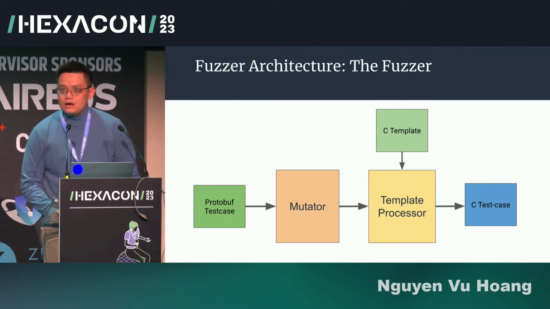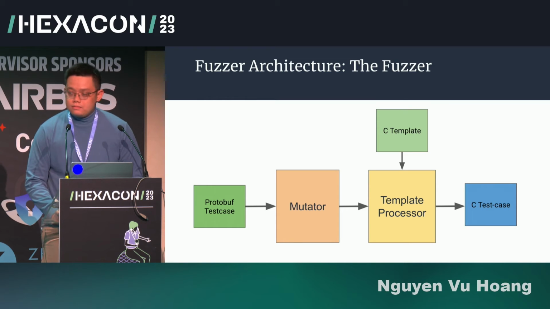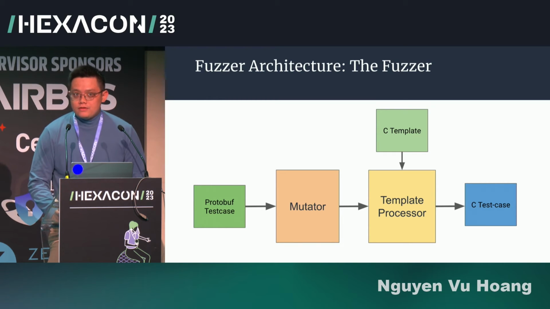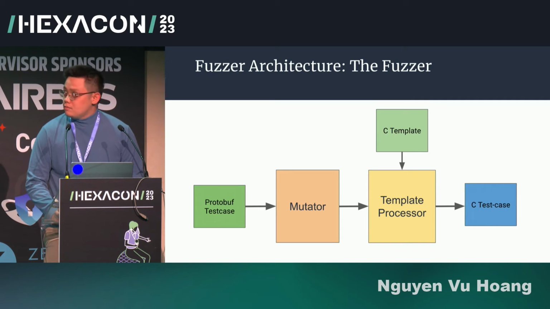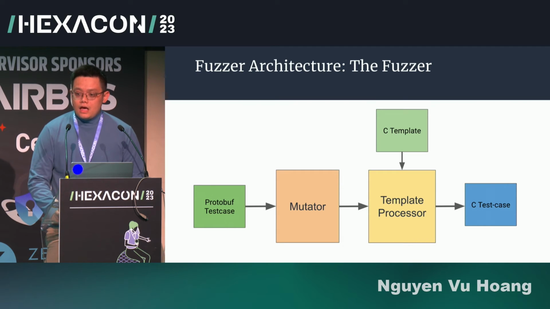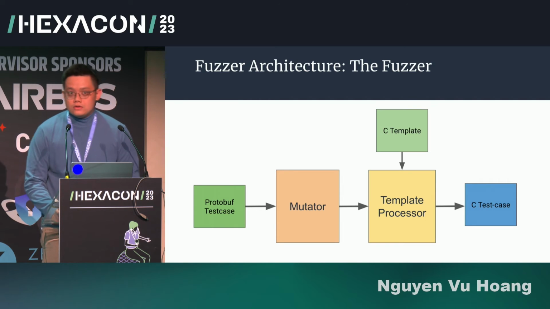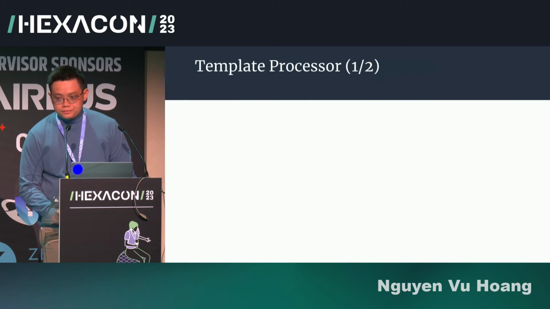And here is the complete structure of my fuzzer. My fuzzer consists of two parts. The first part is the mutator. It is responsible for mutating the protobuf test case, and then passing this input to the template processor. This module reads the C template format, and then combines it with the protobuf test case to generate the actual C test case file.